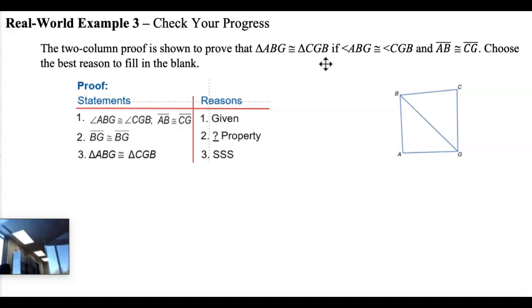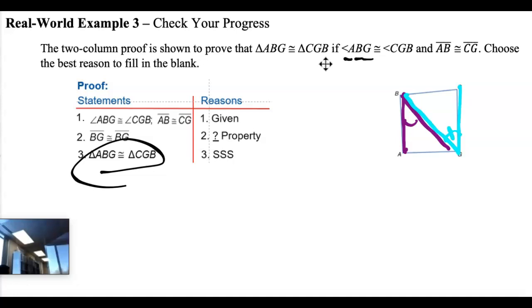It says we want to prove that these are congruent, and it tells us that angle ABG, so let's go find that, it's this angle here, is congruent to angle CGB. Okay, so these guys are congruent to each other. So that's good. We need the sides then. Let's look at what else we're given. It tells us here in this given statement that AB is going to be the same as CG.